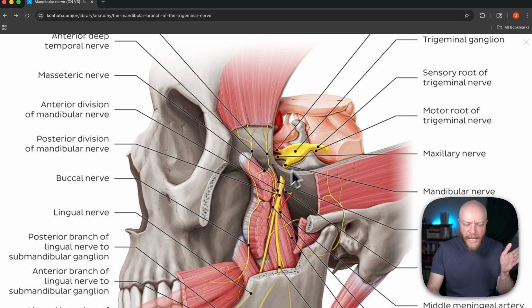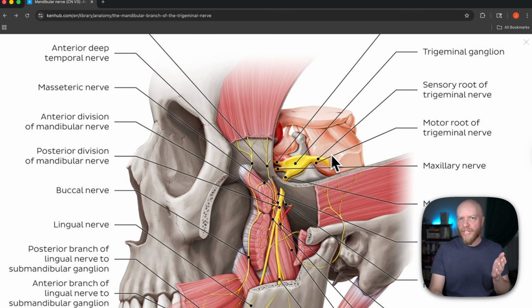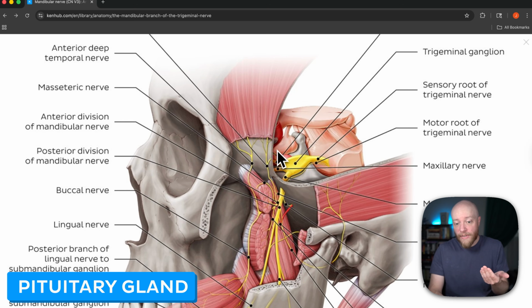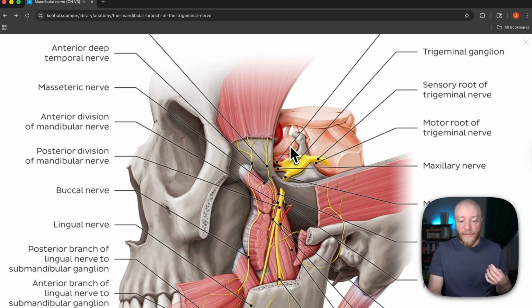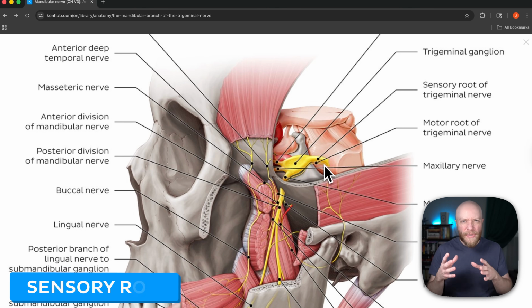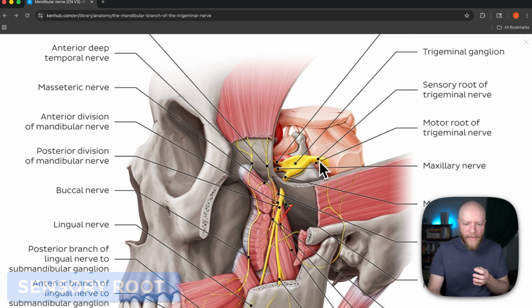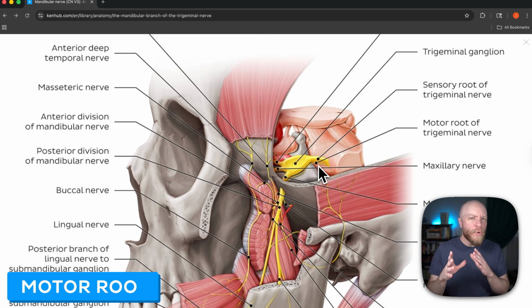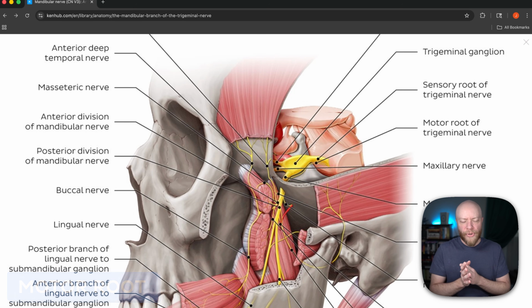Now, the next thing I want us to focus on is what we're seeing here. This is part of the nervous system. You can even see the pituitary gland sitting right here, which is part of the endocrine system. But we can see more of the nervous system right behind it. If you see this yellow thing here, this is going to be the trigeminal nerve, or specifically, this right here is what we would call the sensory root of the trigeminal nerve. And then if you look really closely, you're going to see this thin green line underneath there. That's the motor root of the trigeminal nerve.